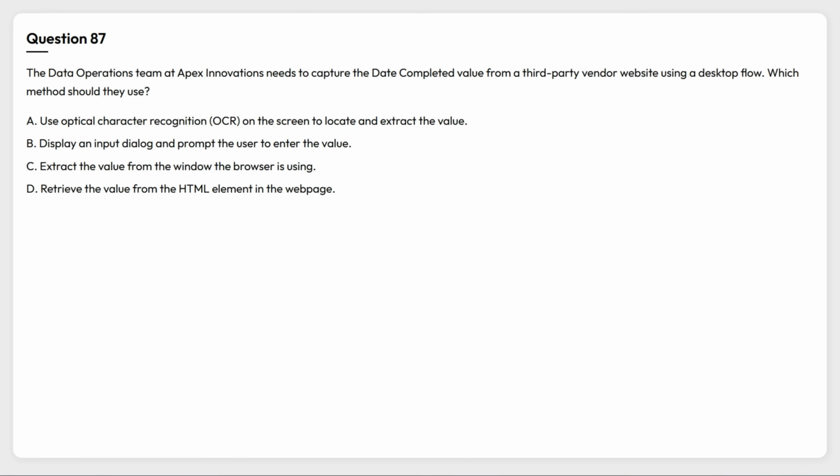Option A. Use optical character recognition (OCR) on the screen to locate and extract the value. Option B. Display an input dialog and prompt the user to enter the value. Option C. Extract the value from the window the browser is using. Option D. Retrieve the value from the HTML element in the web page.